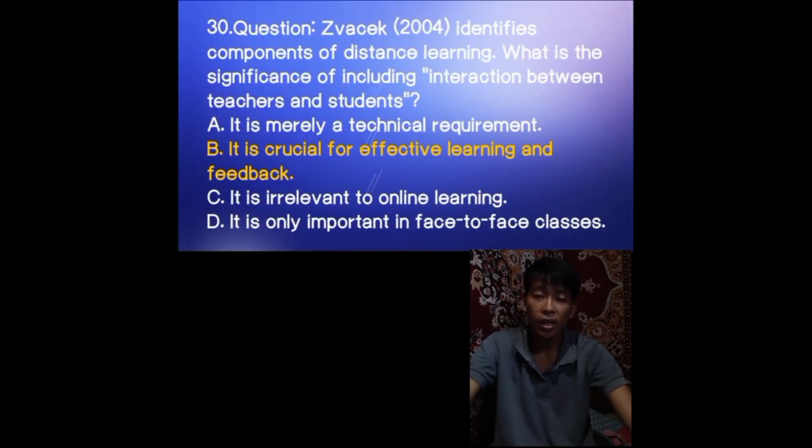And number 30, the correct answer is letter B. It is crucial for effective learning and feedback. So interaction is essential for clarifying concepts, providing feedback, and fostering a sense of community in online learning.